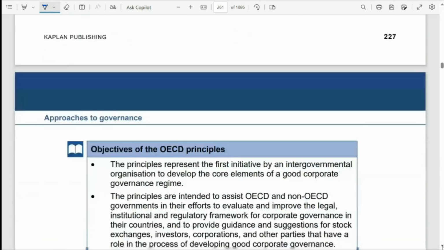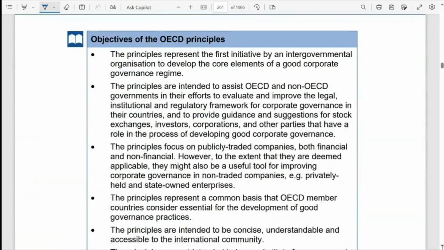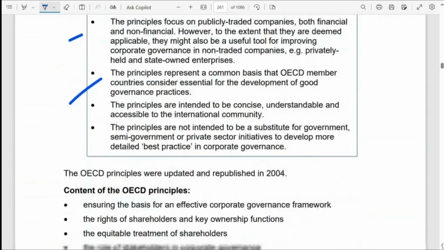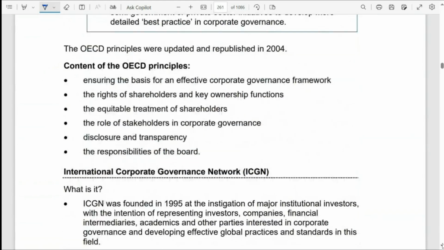The objective of the OECD principles: these are the objectives. The OECD principles were updated and published in 2004. These are the OECD principles, and the ICGN network.